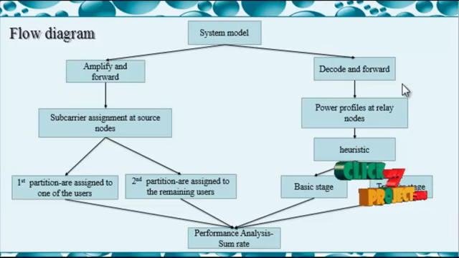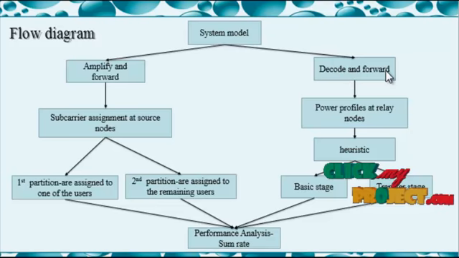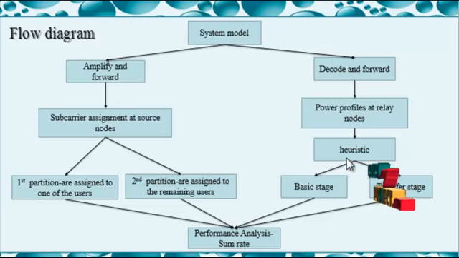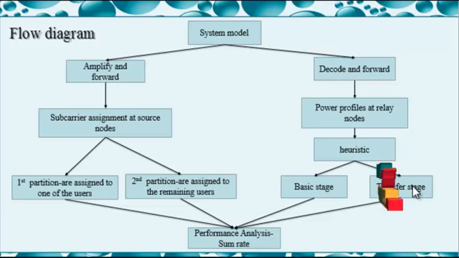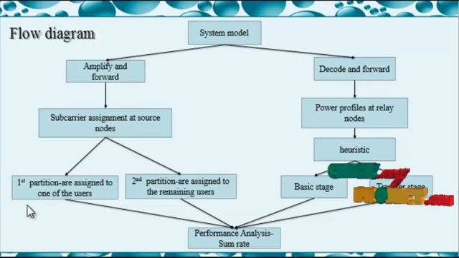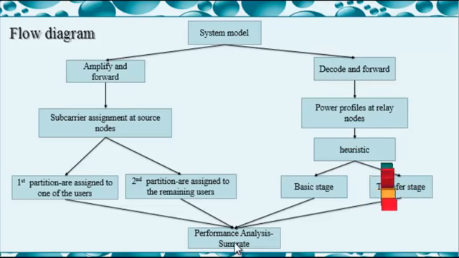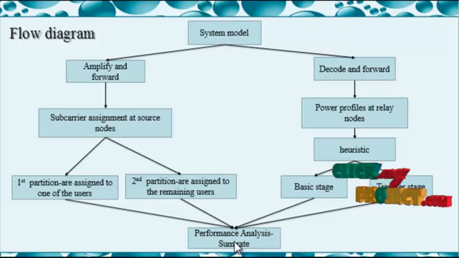And then decode and forward, in this process the power profiles are at the relay nodes. So this is the process of decode and forward. And then these power profiles at the relay nodes are given to the heuristics. The heuristics are split into two stages, one is a basic stage and another one is a transfer stage. Finally, the first and second partitions and the basic stage and transfer stage go to the performance analysis to find the sum rate of the process.